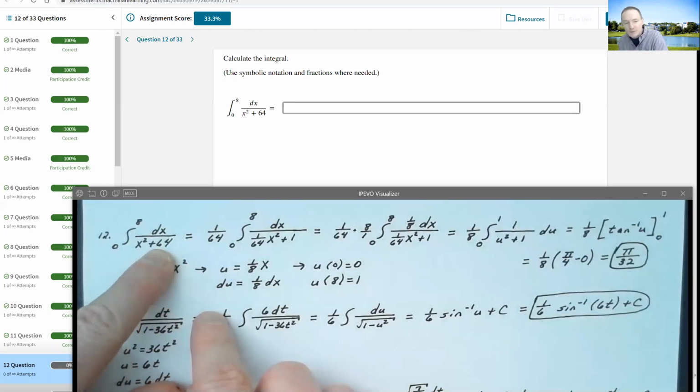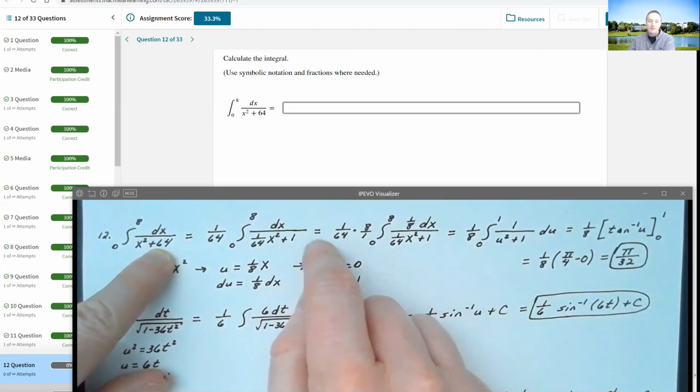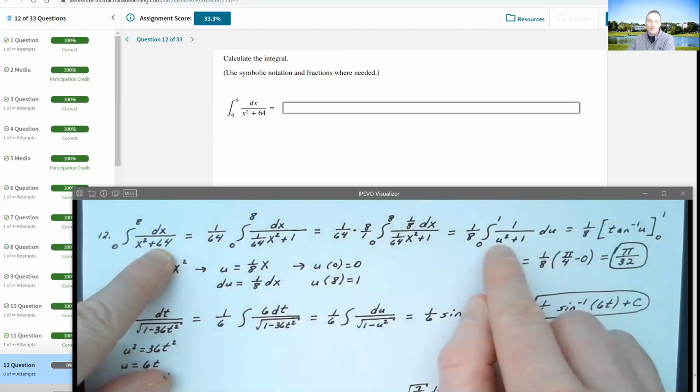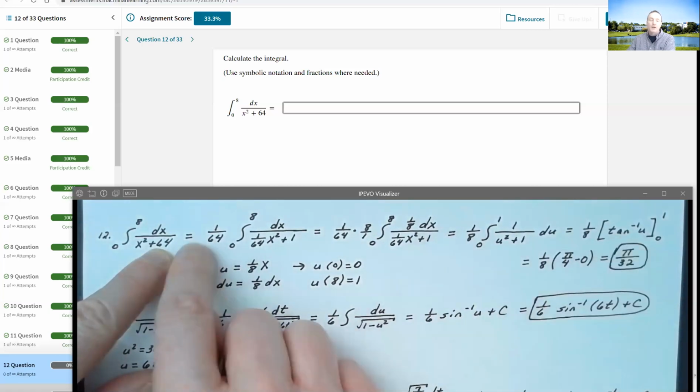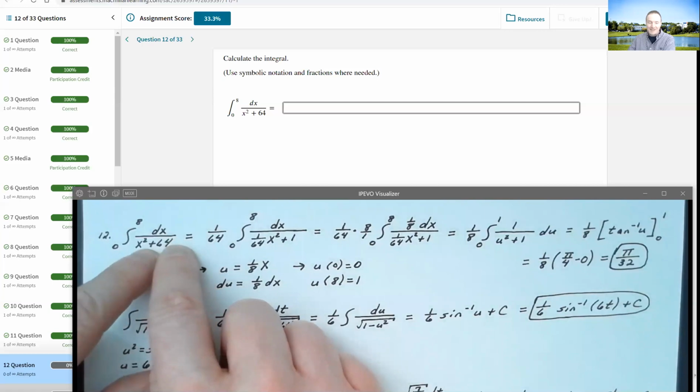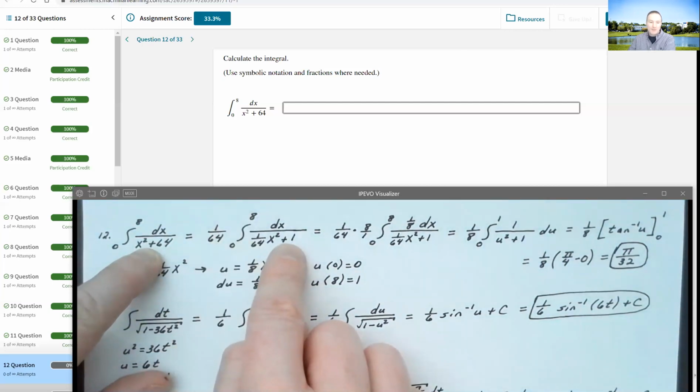So the goal of substitution is to always take something that doesn't fit our standard basic rules and turn it into something that does. So I want to end up with 1 over u squared plus 1. So I can say, well, that's just the inverse tangent of u. In order to do that, I need to get that 64 out of the denominator. So from this step to this step, just factored out a 64 in the denominator to get 1 over 64 times this group.